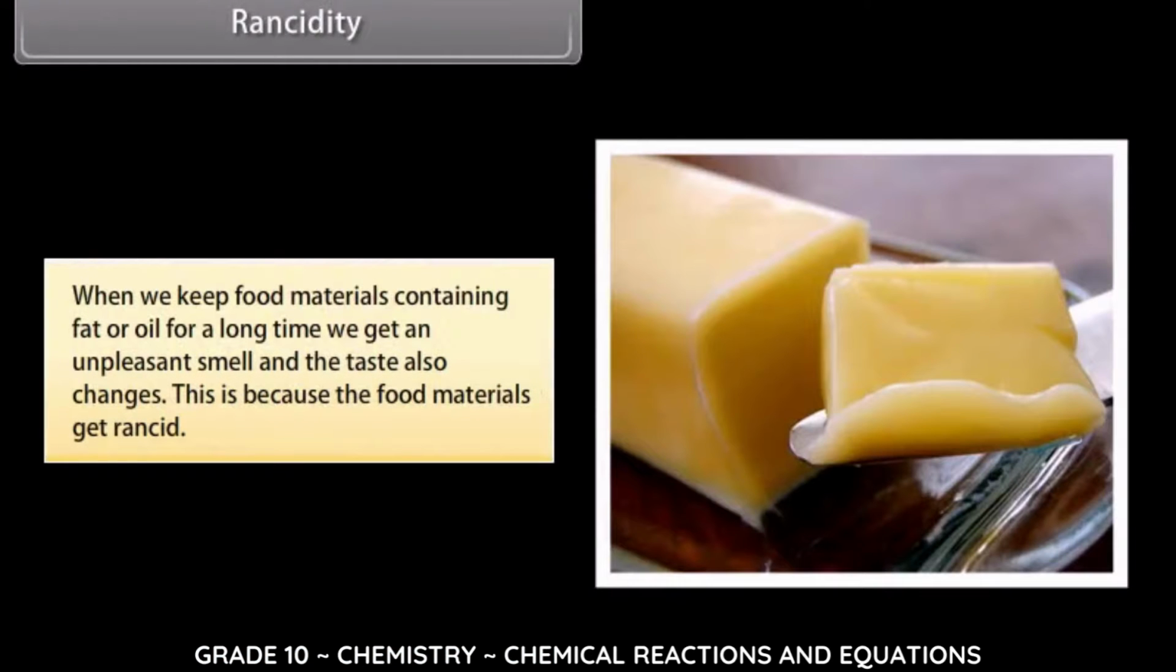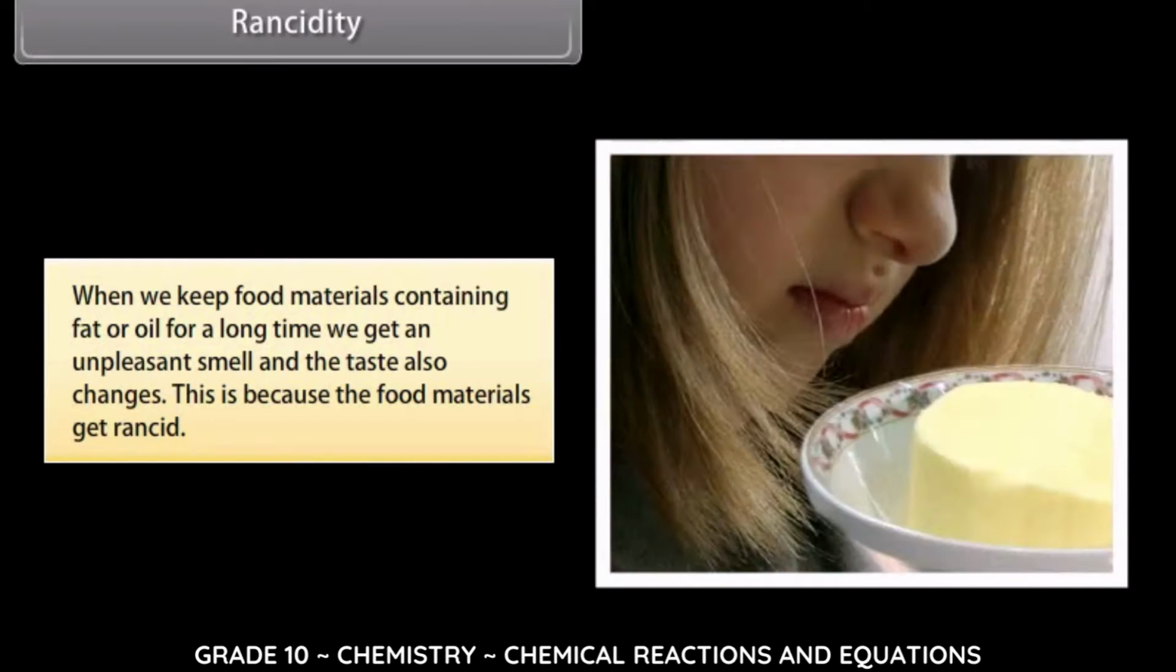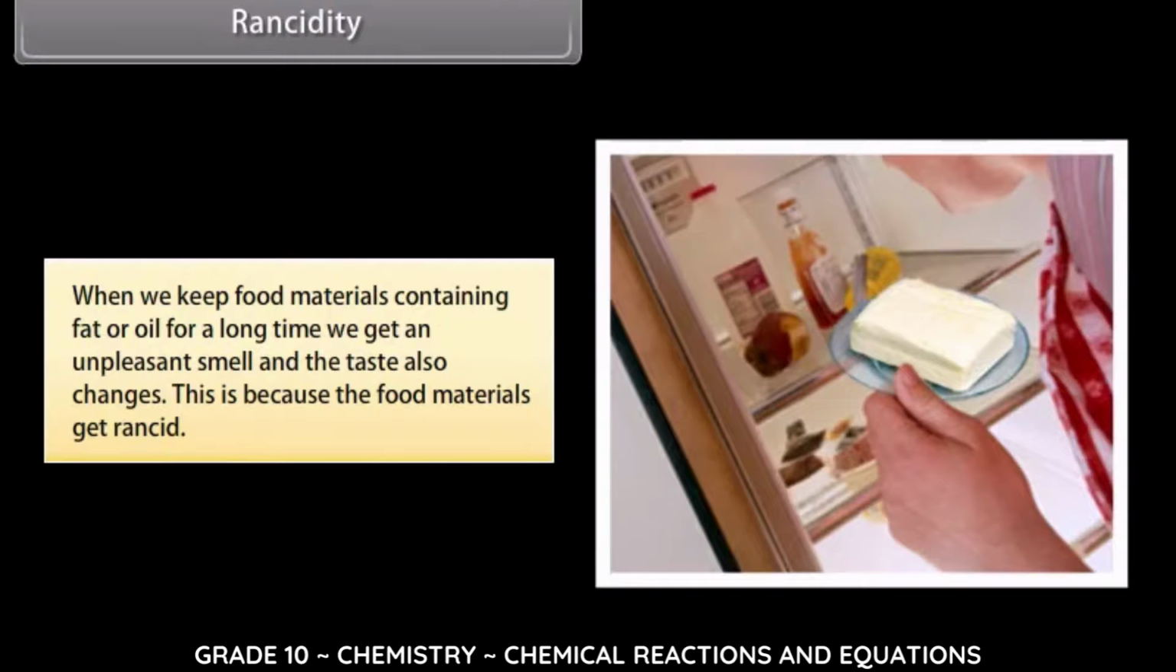Rancidity. When we keep food materials containing fat or oil for a long time, we get an unpleasant smell and the taste also changes. This is because the food materials get rancid.